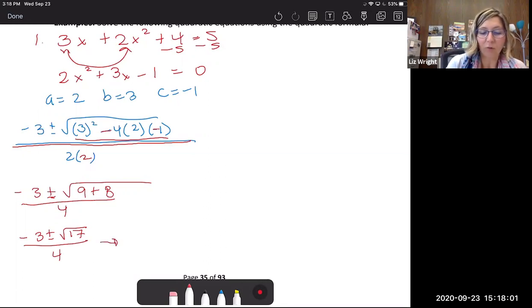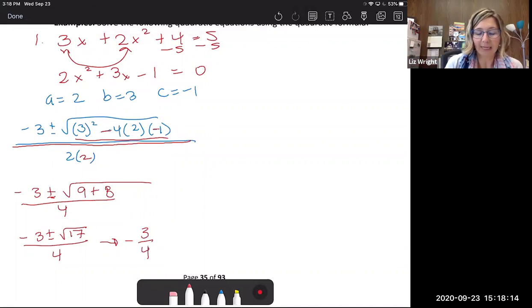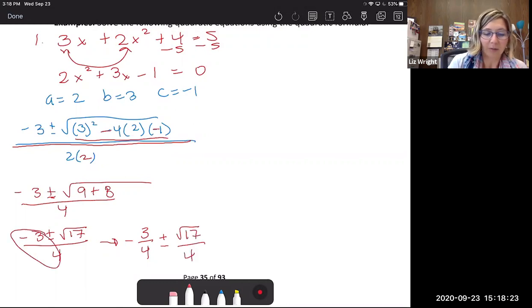So another way you could rewrite your answer, and Ed Ready will show it to you like how I'm getting ready to show it to you, so you might want to write it down so you have it, is going to be -3/4 plus or minus the square root of 17 all over 4. So they're just splitting it up. This goes over the 4, this goes over the 4.